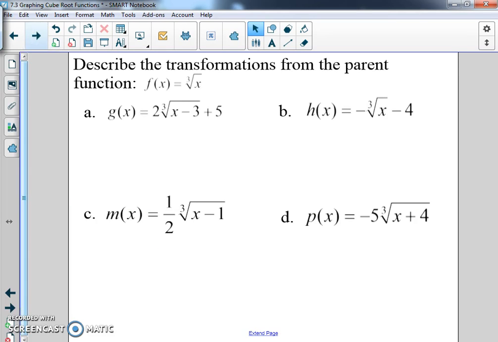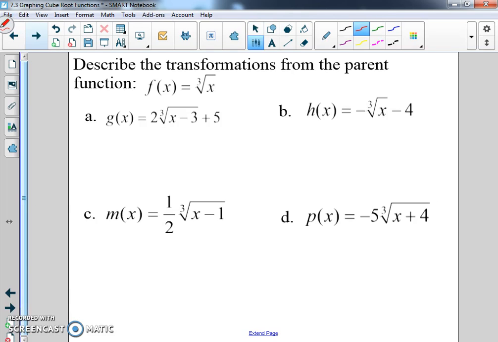So we're going to describe the transformations from the parent function, f of x is equal to the cube root of x. Let me make that a little bit bigger so it's clear. Okay? So for problem A, we have g of x is equal to 2 times the cube root of x minus 3, plus 5. So let's look at our transformations here. The first one is that a is equal to 2. That's a vertical stretch by a factor of 2.